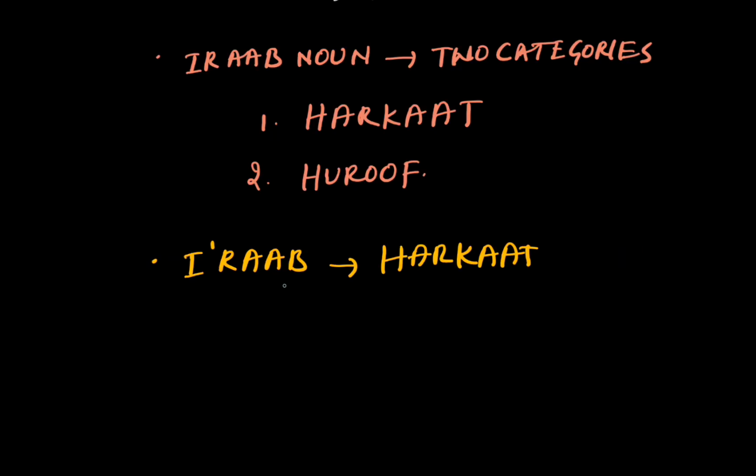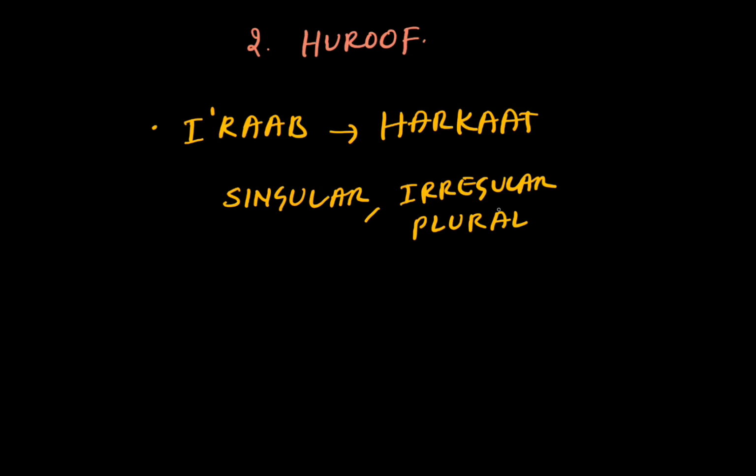You can see here that i'rab of a noun can be identified by harkat. This can be seen in the case of singular nouns and irregular plurals. By seeing the harkat, we can say that the given noun is in the rafa state, that is the marfu state, the nasab state, that is the mansub state, or the jar state, that is the majrur state.